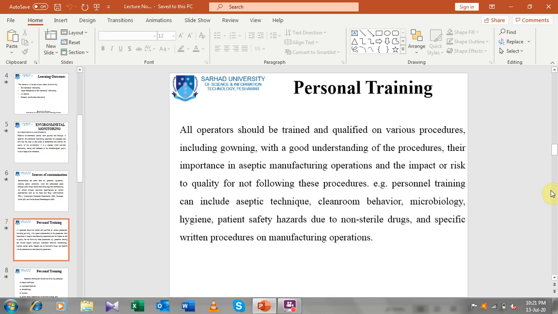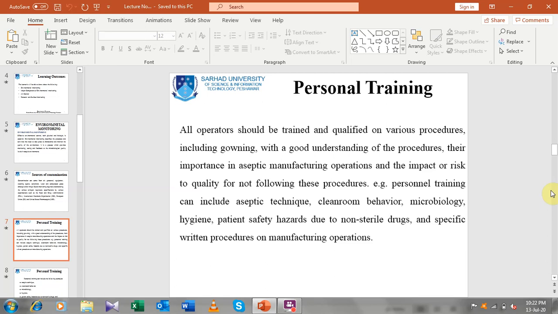Regarding their importance in aseptic manufacturing operations, they should follow the standard operating procedure while working, and they should know the impact of risk to quality from not following this procedure. The operators or qualified persons should be properly trained, and they should know the impact or consequences if they are not following the standard operating procedure in aseptic manufacturing operations, how the process will be affected, how the product will be affected, and how the quality that we are claiming will be put at risk if they do not follow the standard operating procedure.